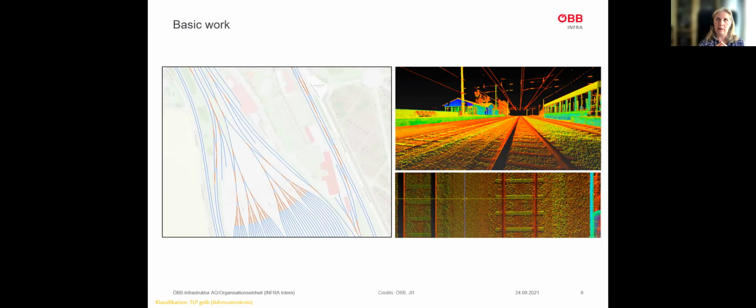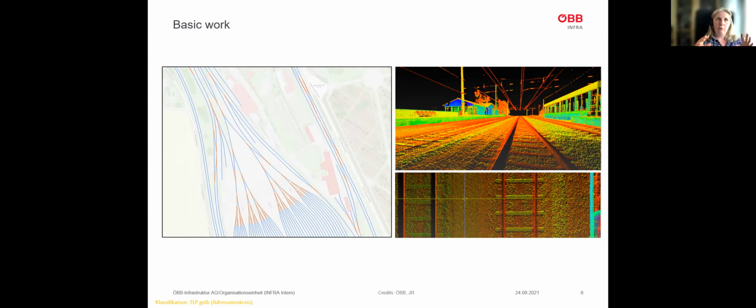So we created a geometrically correct track network, which you can see on the left side here. You can see the tracks in blue and the switches in red, and this is a part of a shunting yard in Vienna. And this track network has a defined coordinate system. It has metadata and all the other things that you need so that you can put the other upcoming data layers onto it. So this track network will serve as a reference from now on.